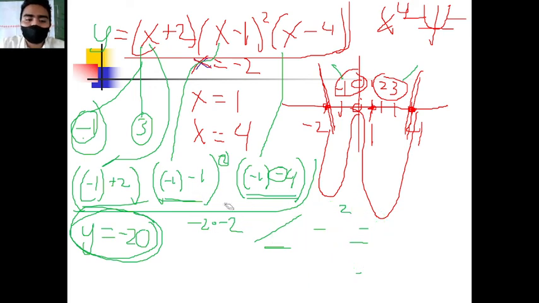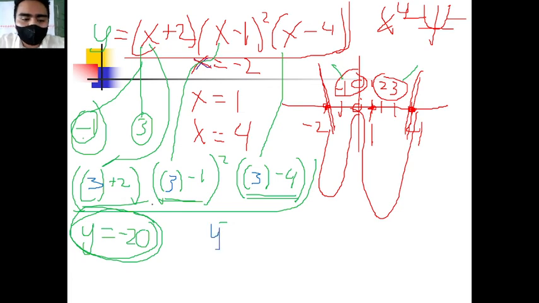What if we use the value of positive 3? Let us say, in a different color, that it is positive 3. So your function, your y, would be equal to 3 plus 2. The answer is 5. Correct. How about the second factor? 3 minus 1, what would be the answer?